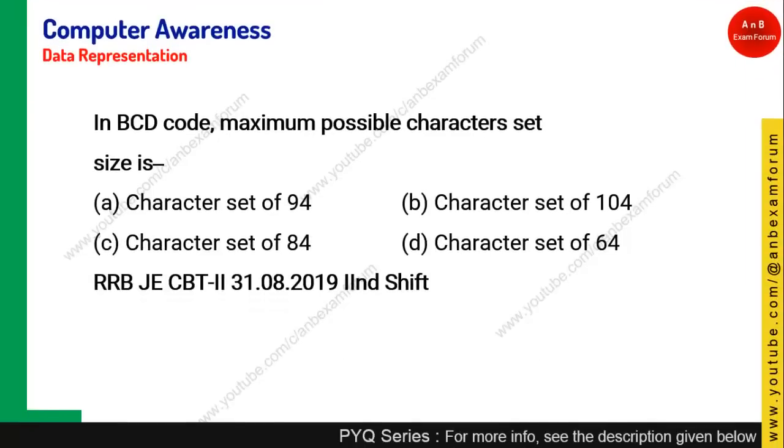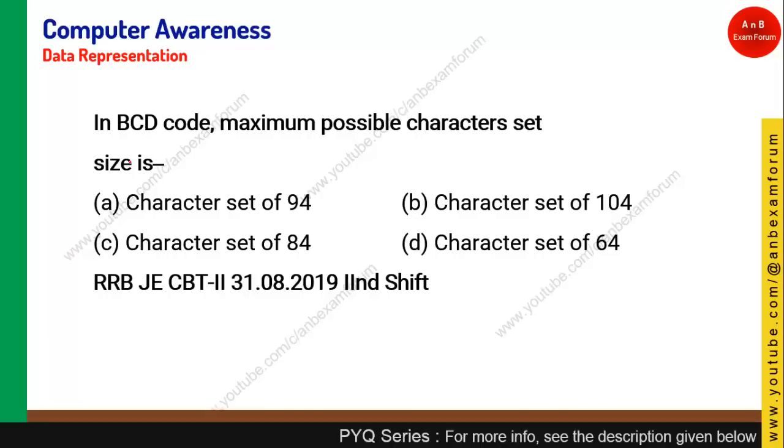Let's see the next question. This is the basic one. In BCD, binary coded decimal, the maximum possible character size is what? Character set of 94, 84, 104, 64. Student, in computer terminology, most of the numbers are in the power of 2 power something. So this is a basic hint that I would like to give, either 2 power something or 2 power minus something.